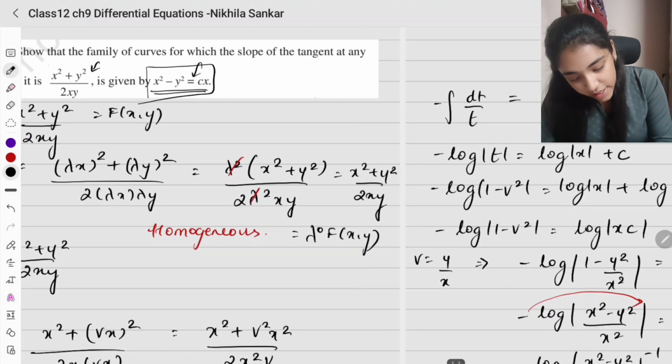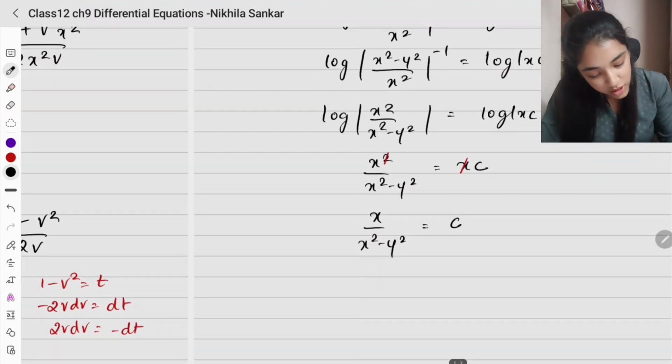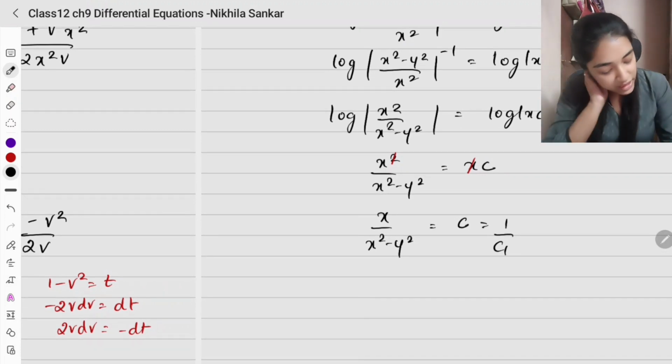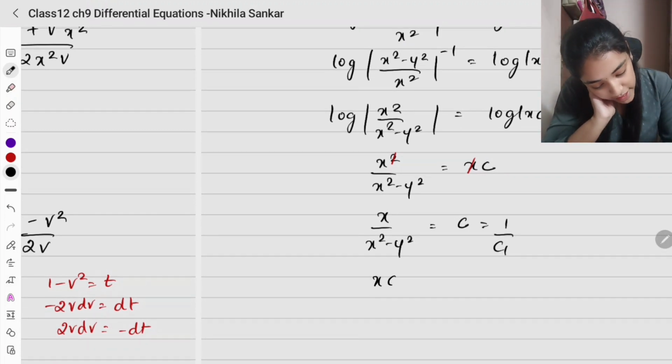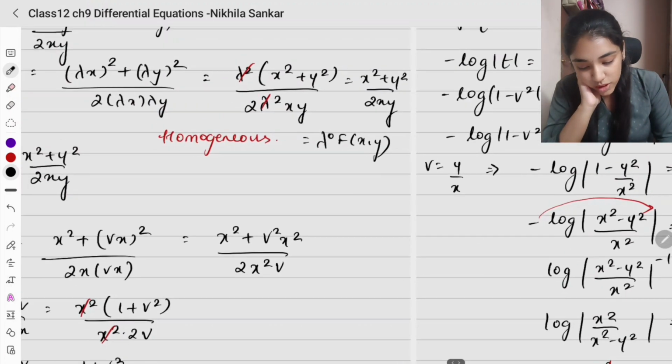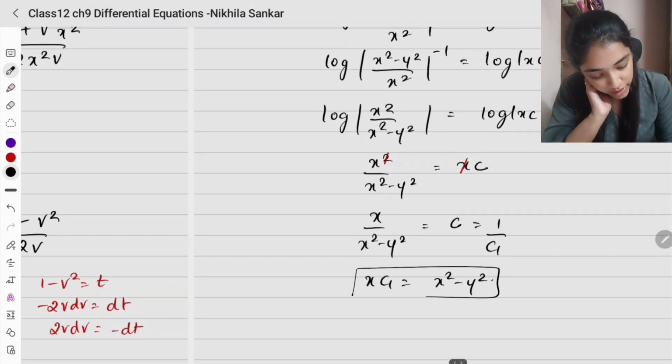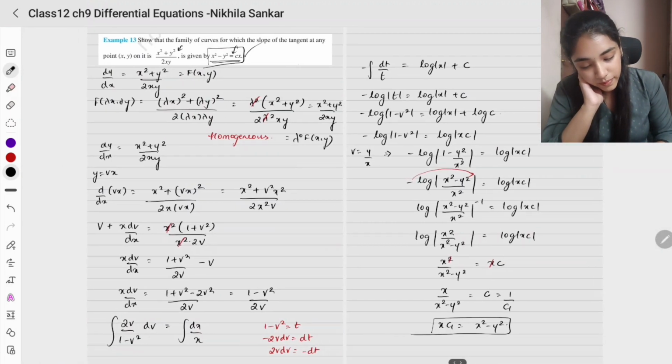What has he asked in the question? He has given x square minus y square equals cx. So if we want that form, I can write this c to be 1 by some c1. Okay, it is simply going to be a constant. Arbitrary constant can be anything. Okay, so I'm going to cross multiply and I'll get x times c1 equals x square minus y square. Okay, so this is what is asked in the question. x times c equals x square minus y square. So this is what you get. Okay, please copy.